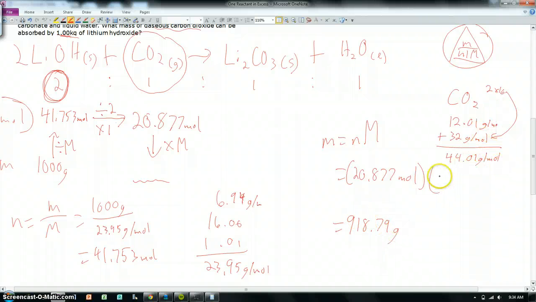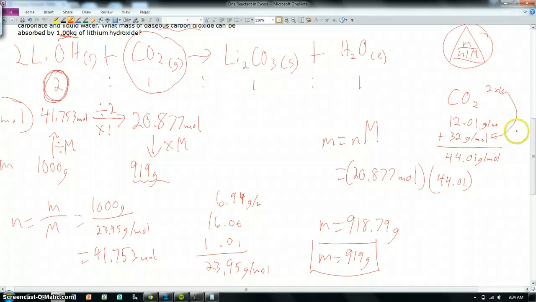grams. So I should put this into my formula, shouldn't I? Okay, so now this is my mass. I had 3 significant digits in my question, so I must have 3 significant digits in my answer. So I have 919 grams of carbon dioxide used up when I reacted with 1,000 grams of lithium hydroxide.